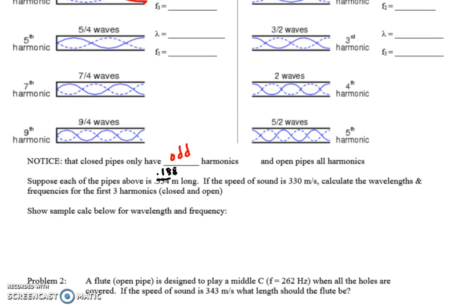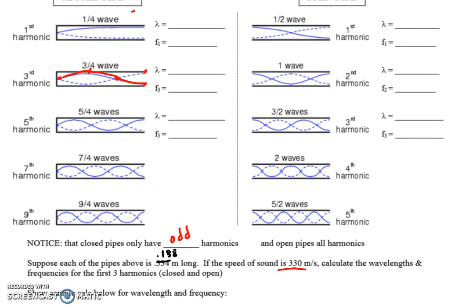Okay, so let's do a problem where we're going to fill in some of these blanks. It says, suppose each of the pipes above, and let's change the number from 0.334 to really just half of that, 0.188 meters long. If the speed of sound is 330 meters per second, calculate the wavelengths and frequencies of the first 3 harmonics for each of the open and closed. Okay, so I'm going to go back up here to the picture before we put our information, show our work. So essentially what I want to do is the same thing we did with strings. I ask myself, how many wavelengths do I have there? And we already said that's 1/4 of a wavelength.